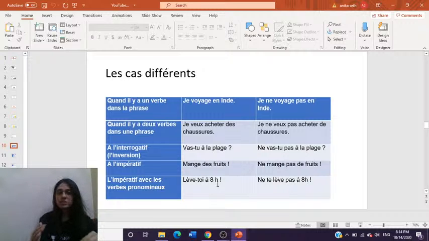So this is the recap of what we have done till now. Then the different cases of the negative sentences. So over here, first is when there is only one verb in the sentence. So very simple, "ne" before the verb, "pas" after the verb. So the verb has to come between "ne" and "pas". Then if there is an article, you change it. If there is no article, like in the first sentence, "je voyage en avant", there is no article in the sentence. So just simply we put "ne" and "pas", that's it.